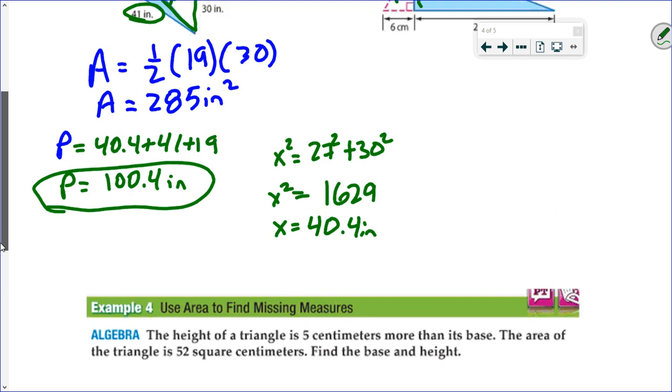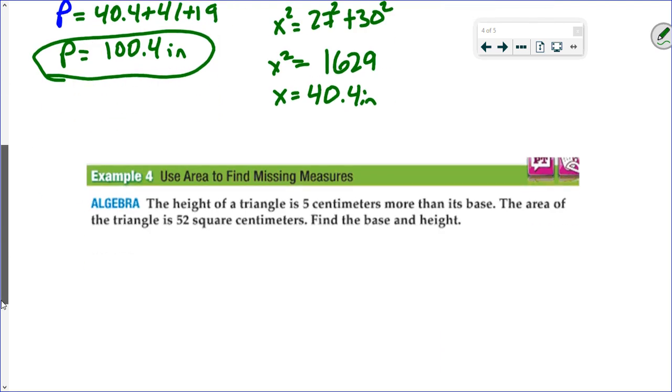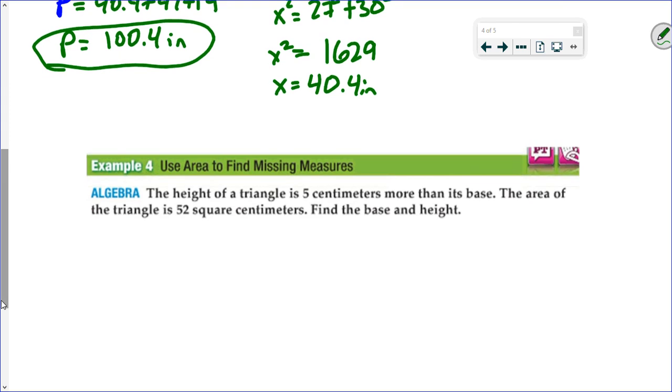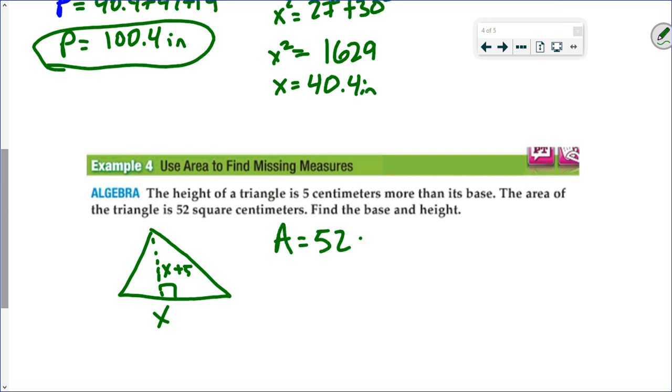So another cool type of problem. Use area to find a missing measure. This one's interesting. The height of a triangle is 5 centimeters more than its base. So if we draw a triangle here, let's call the base x. So this bottom side is x. So the height is 5 centimeters more than that. So it would be x plus 5. The area of the triangle is 52 centimeters squared. So find the base and the height.